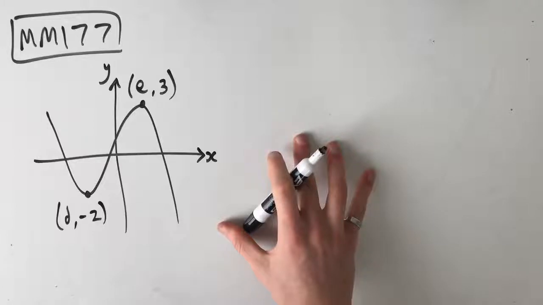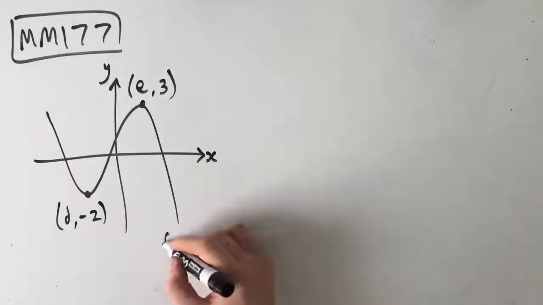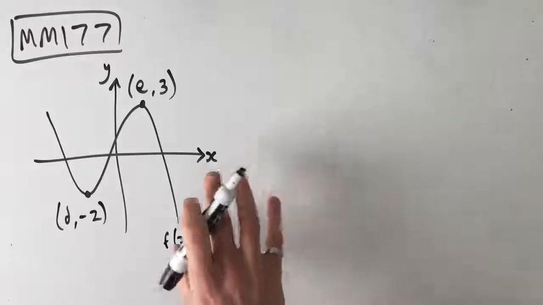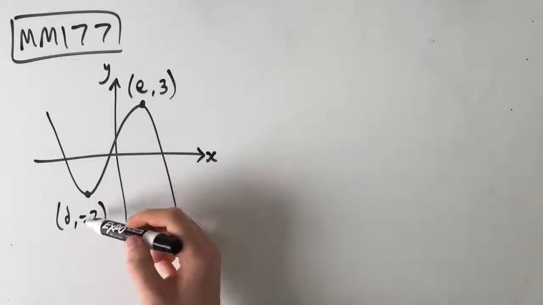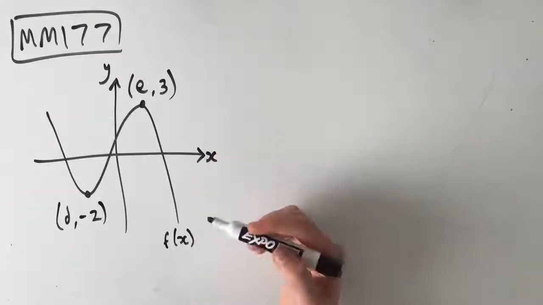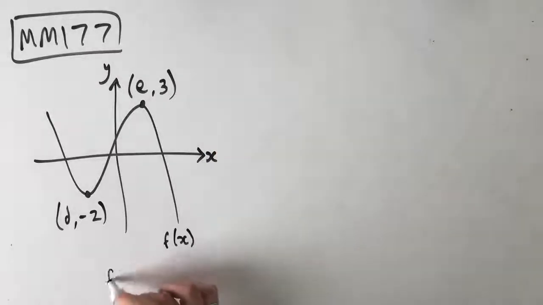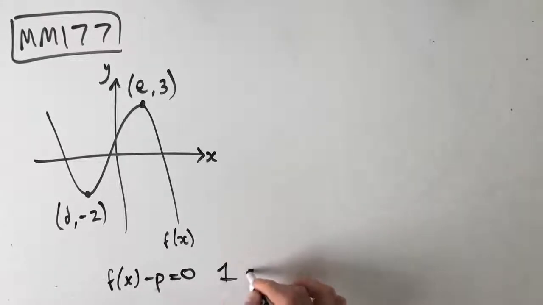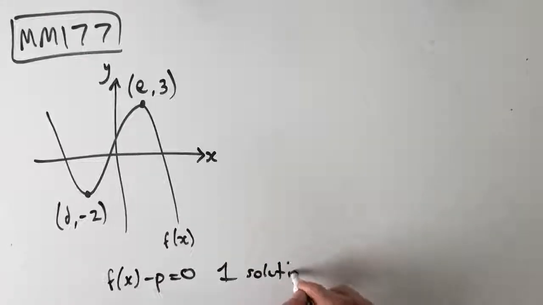So we've got this cubic function f, we don't know what it is, but we know that it has a local minimum at (0, -2) and a local maximum at (e, 3). And we're trying to find the values of p such that the equation f(x) - p = 0 has exactly one solution.